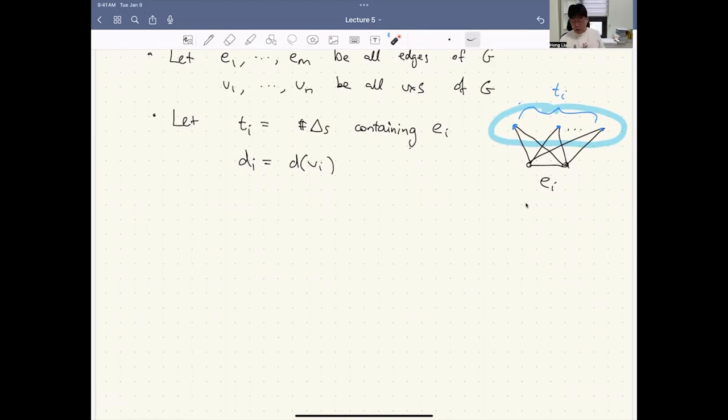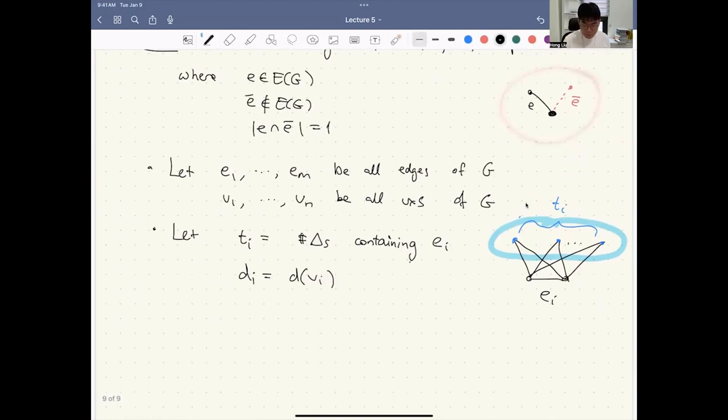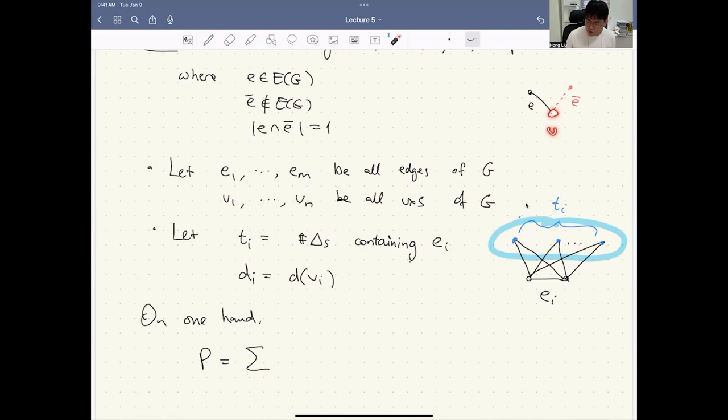So let's first bound it from above. How do we count P? P equals, on one hand, if you count it from the middle vertex, the intersection vertex point of view, then ranging over all vertices, we take one of its neighbors and one of its non-neighbors. So ranging over all the vertices v_1 to v_n, we take one of its neighbors, which is d_i choices, and one of its non-neighbors. There are n minus 1 minus d_i non-neighbors.